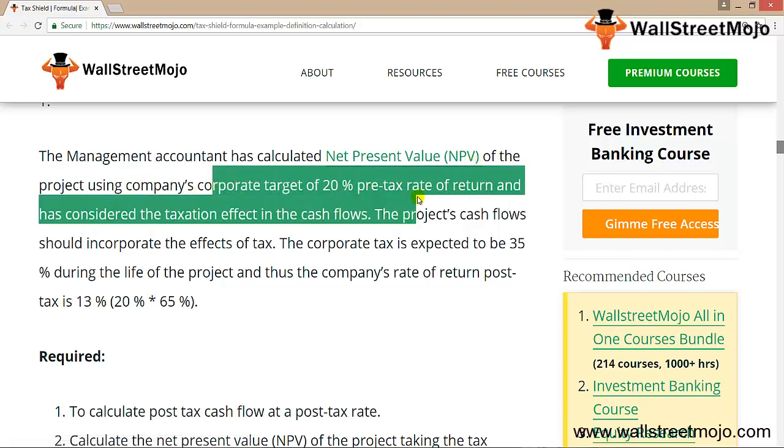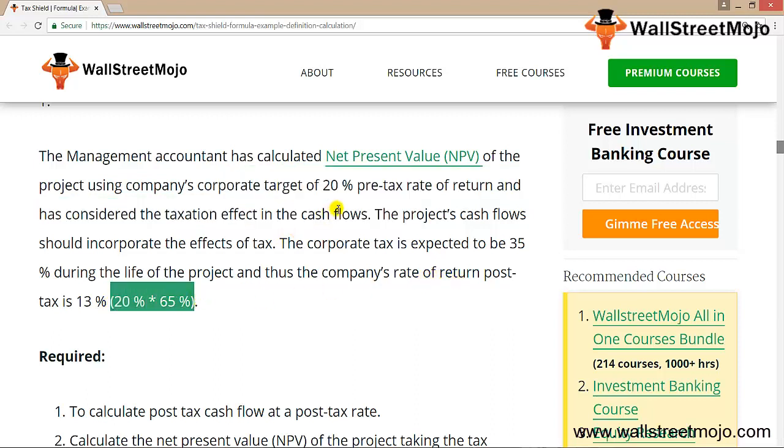is 20% pre-tax return. The corporate tax is expected to be 35% during the life of the project, and thus the company's rate of return post-tax is 20%, that is the target return, into 65%, that is the post-tax value, that is 13% is the post-tax return.